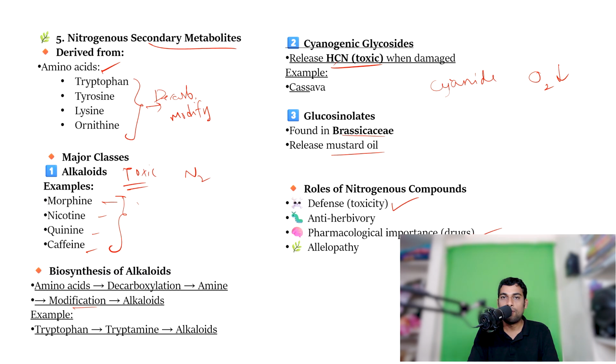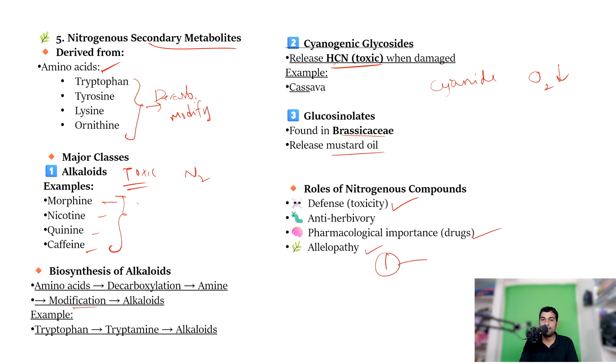And they are also involved in allelopathy. That means inhibiting other plants. What is allelopathy? Some plants prevent the other plants' growth by releasing some chemicals. So we call it allelopathy. Like we do black magic on the neighbors if they develop.